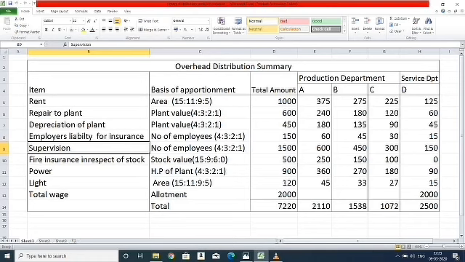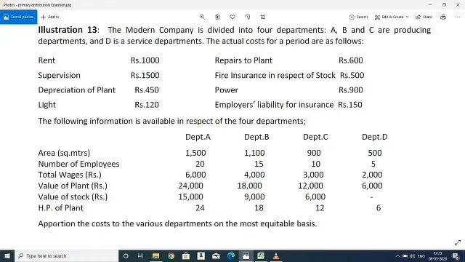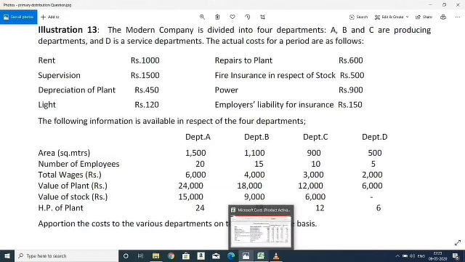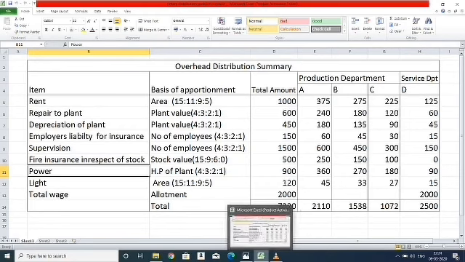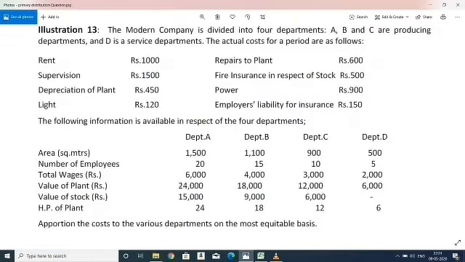We already saw it. Then fire insurance in respect of stock. Its basis of apportionment is our stock value. We have stock value 15,000, 9,000, 6,000 and 0. Then 15, 9, 6, 0. Then power. The basis of apportionment is HP of plant: 24, 18, 12 and 6. All we can divide by 6. Then we get 4, 3, 2 and 1.